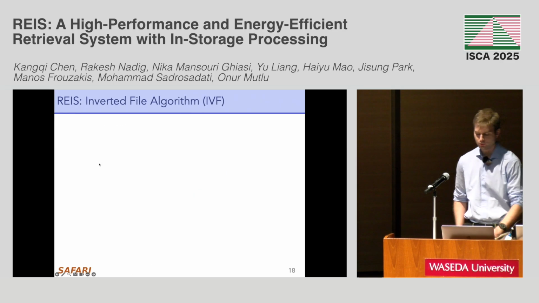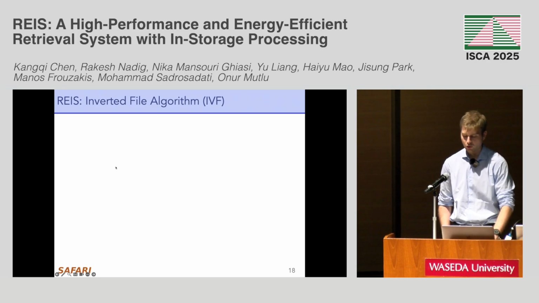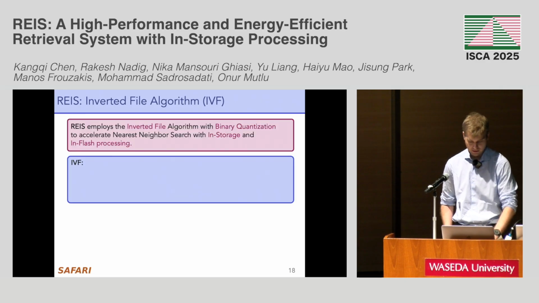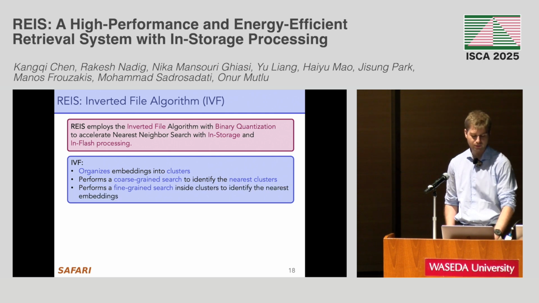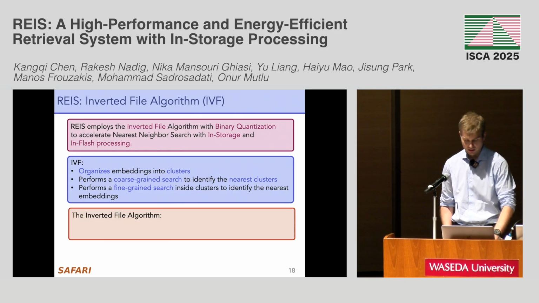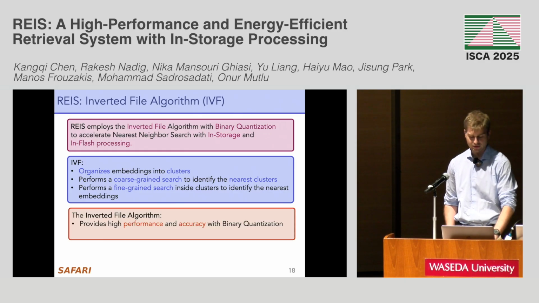Since REIS uses both in-storage and in-flash processing, we employ the inverted file algorithm, or IVF, with binary quantization to accelerate nearest neighbor search. IVF organizes embeddings into clusters, performs a coarse-grained search to identify the nearest clusters, and then performs a fine-grained search inside the clusters to identify the nearest embeddings. The inverted file algorithm provides a good performance and accuracy trade-off, especially with binary quantization, and also features distinct characteristics that make it suitable for the storage system.